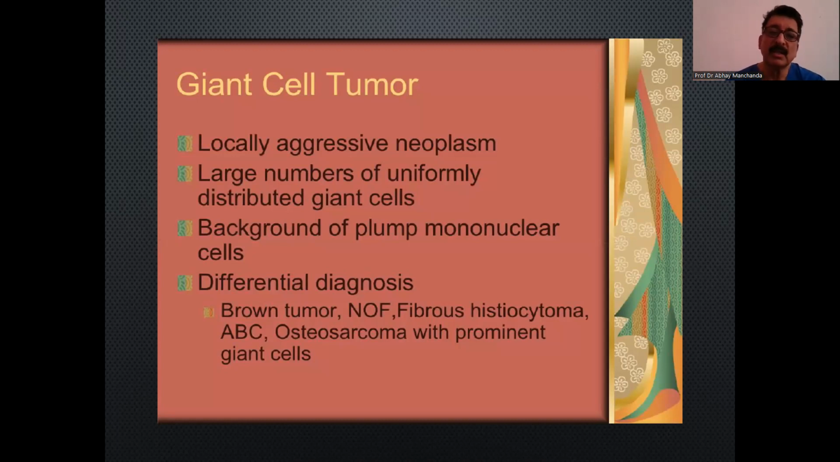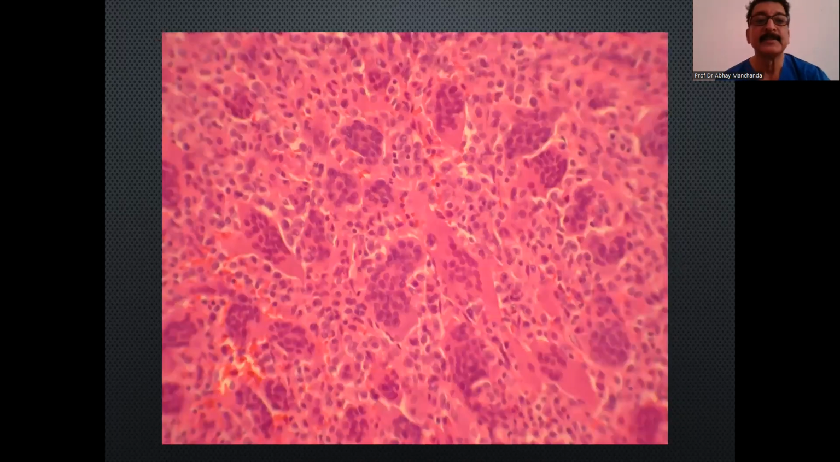In between the uniformly distributed giant cells, you will find a background of plump mononuclear cells, and you have to differentiate it from brown tumor, non-ossifying fibroma, fibrous histiocytoma, aneurysmal bone cyst, and osteosarcoma with prominent giant cells. So that has to be differentiated.